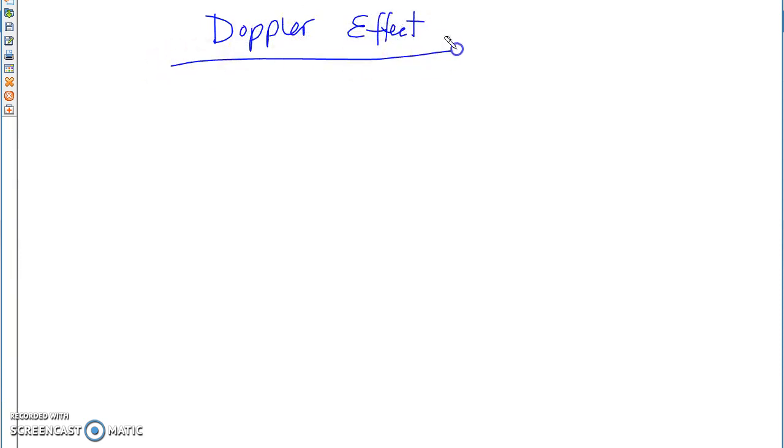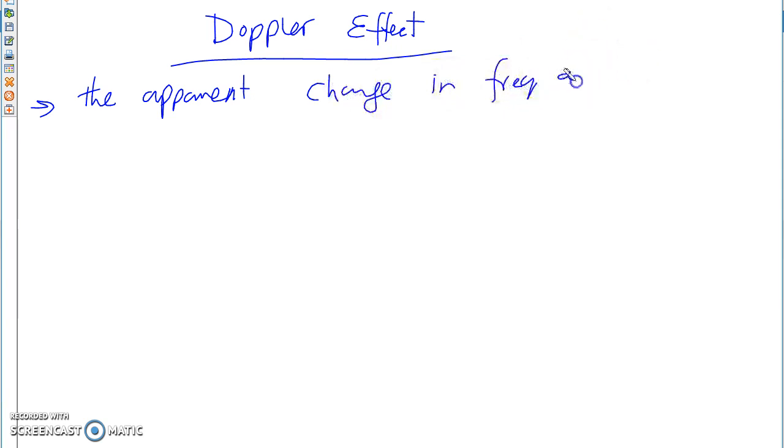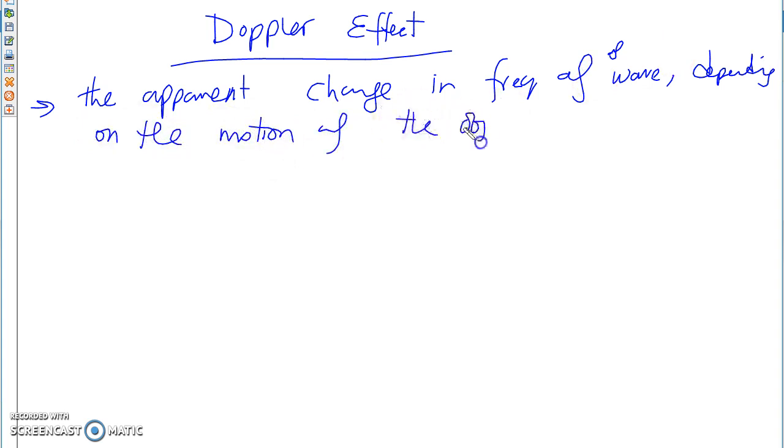Okay, what is Doppler effect? Who can tell me what Doppler effect is? Yes, what was Doppler effect? The apparent change in frequency of sound or of a wave, depending on the motion of the object and or the observer.